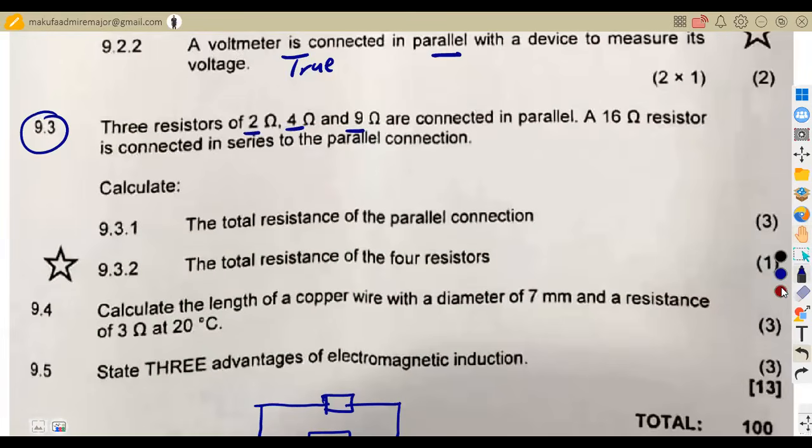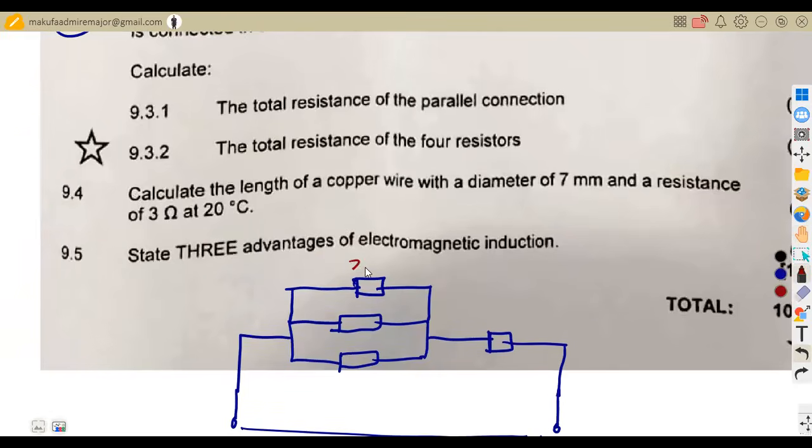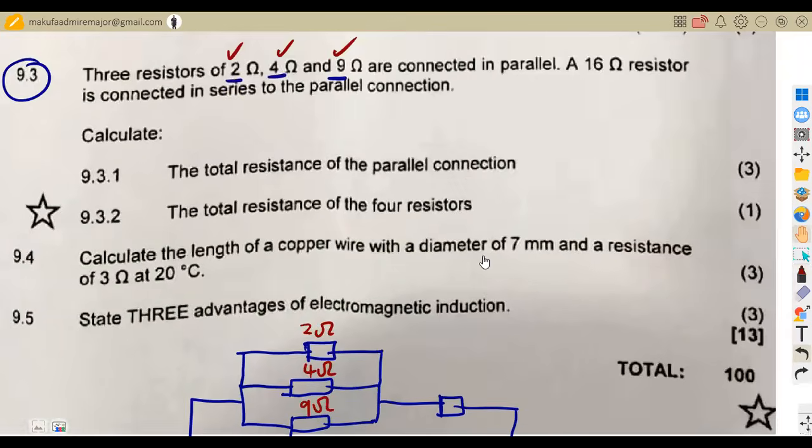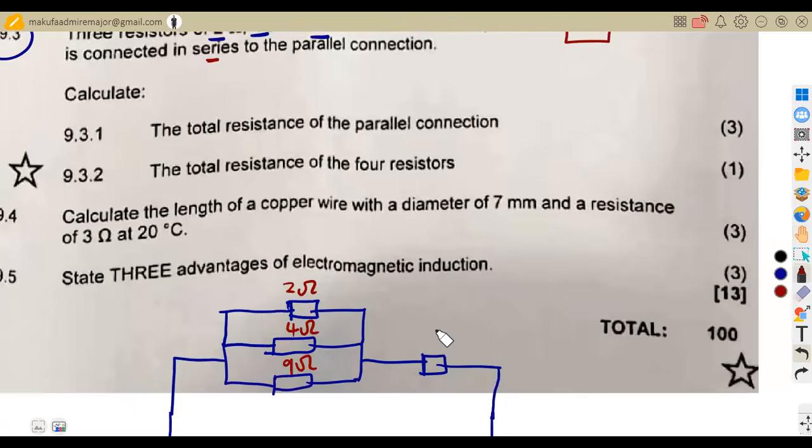So these 3 resistors, we've got the 2 ohm, the 4 ohm, and the 9 ohm resistor here. So it is this whole combination. They are saying it's connected to a 16 ohm resistor. In this case, the whole of the parallel combination is then connected in series to the 16 ohm resistor here.